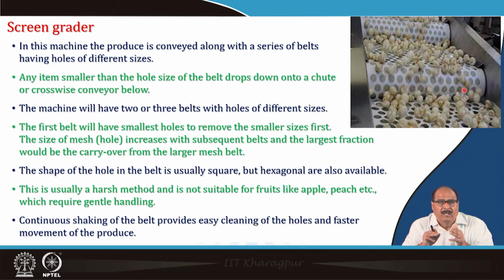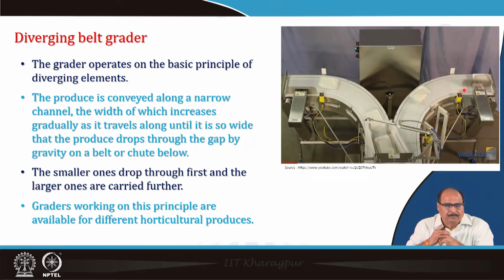The machine will have 2 or 3 such belts with the holes of different sizes. The first belt will have the smallest hole to remove the smaller size. The size of the mesh increases with the subsequent belt, and the largest fraction will be the carry over from the larger mesh belt. The shape of the hole in the belt is usually square, but hexagonal shapes are also now available. This is usually a harsh method and is not suitable for fruits like apple, peach etc., which require gentle handling. Continuous shaking of the belt provides easy cleaning of the holes and faster movement of the produce.